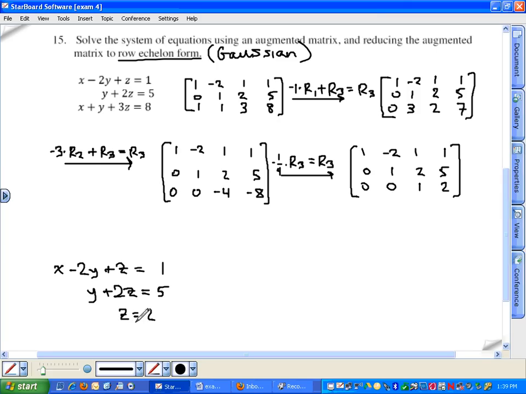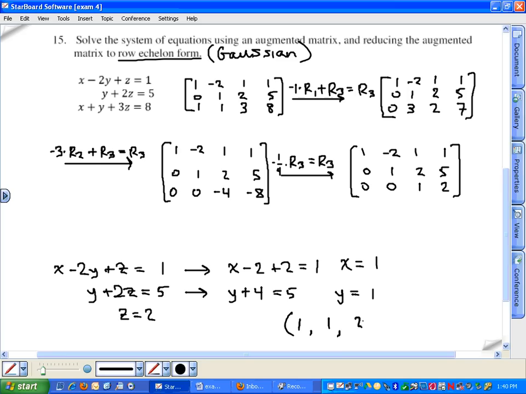So starting at the bottom and backwards substituting up through this system of equations, z equals 2, so this middle equation becomes y plus 4 is equal to 5, which means that y is equal to 1. Now using our values for z and y, this top equation becomes x minus 2 times 1, which is minus 2, plus z, which is another plus 2, which equals 1. Therefore x is equal to 1. So our solution is x equals 1, y equals 1, and z equals 2.